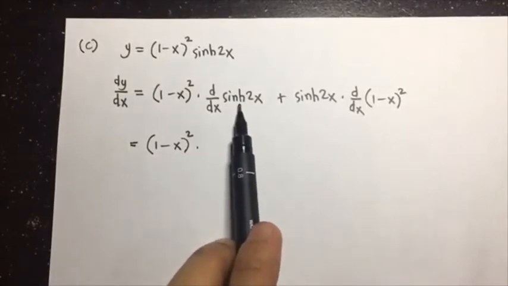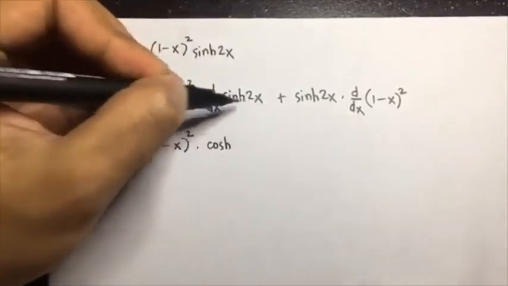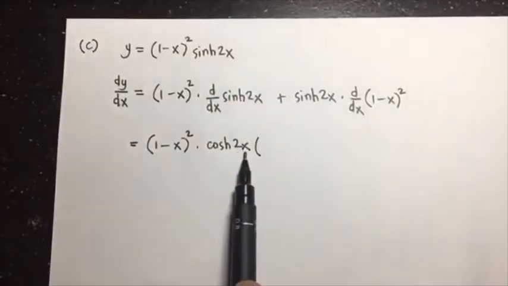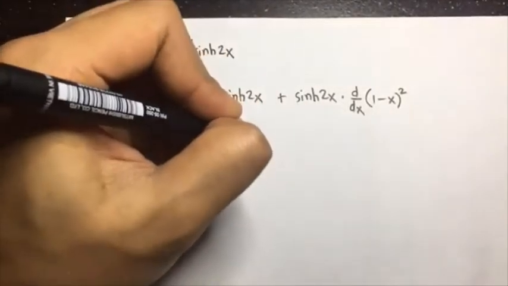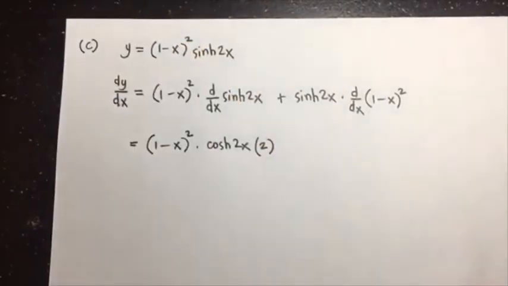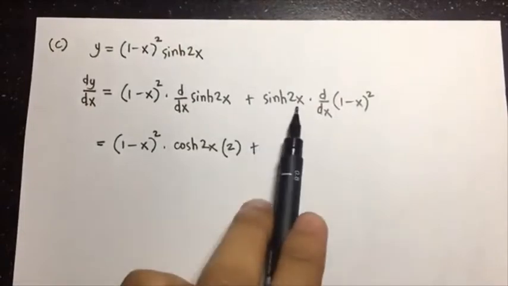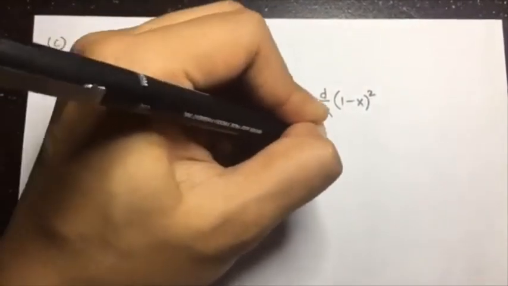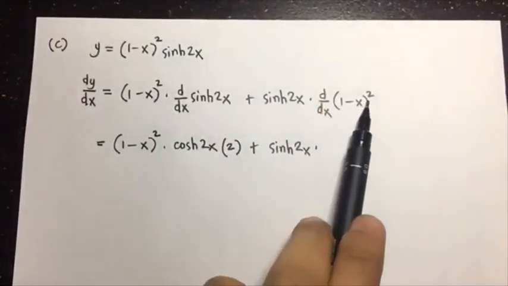So from the formula, it's hyperbolic cosine, and then copy 2x, and then multiply it by the derivative of 2x with respect to x. So that is 2, plus, copy the hyperbolic sine of 2x multiplied by the derivative of 1 minus x squared.